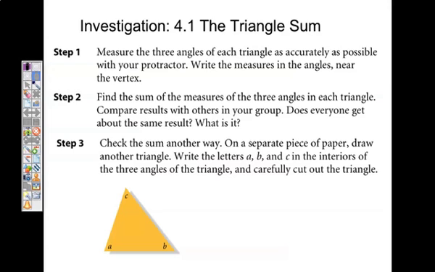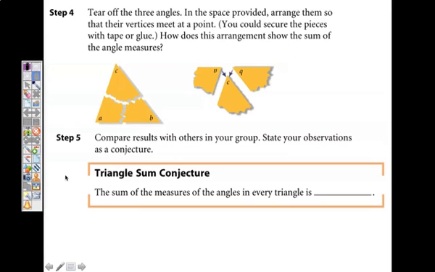We're going to do it one more way. Check the sum by, again, drawing a triangle. Write the letters A, B, and C in the interiors of the three angles and cut out the triangle. You can tear off the angles like this. Line them up. How does this arrangement show the sum of the angle measures?